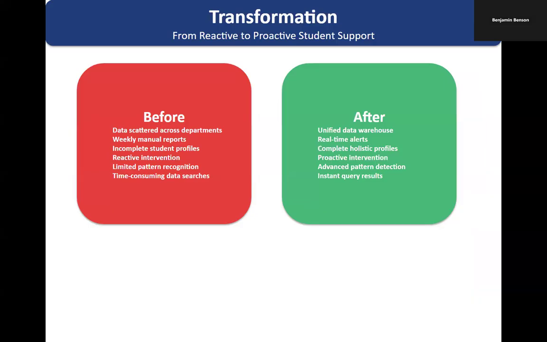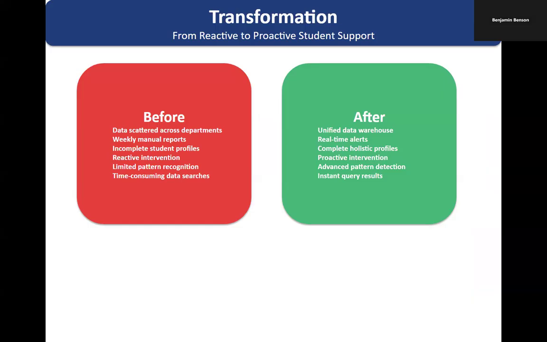So before, we would have data scattered across departments, there might be manual reports that someone just had to think about pulling. The student profiles would be incomplete. It would be very reactive, not proactive, and it's difficult to look at patterns when you don't really have as much information. And then it just takes a lot of time to go to different places to get those.